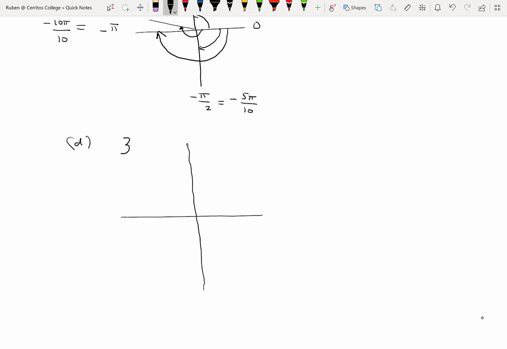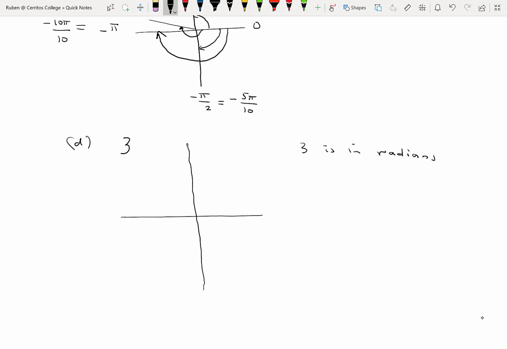3 as an angle has no degree symbol on it. Be very careful with this. 3 is an angle measured in radians simply because it has no degree symbol. 3 radians. 3 is in radians. Why? Because there's no degree symbol.